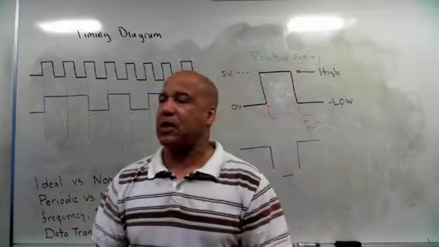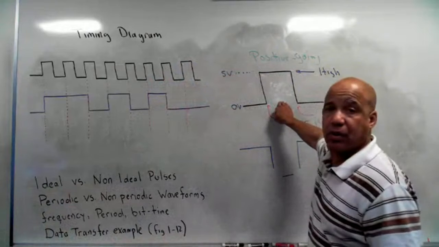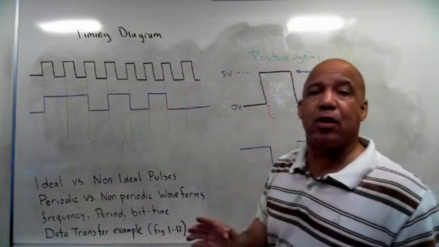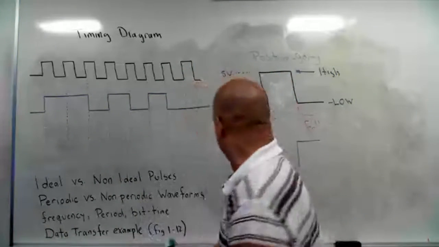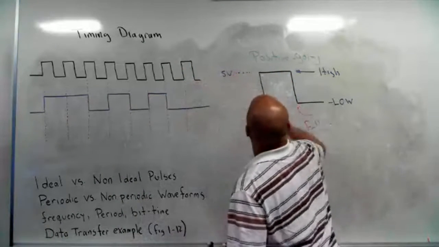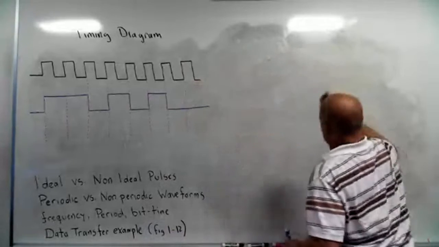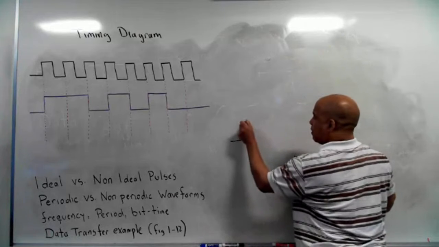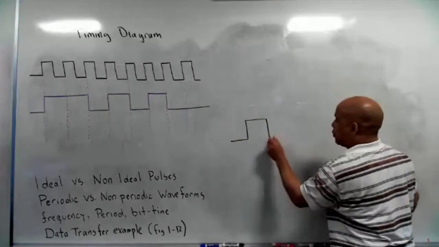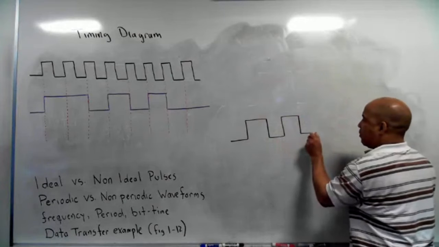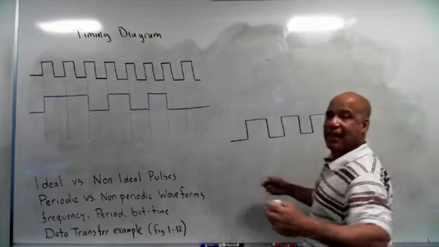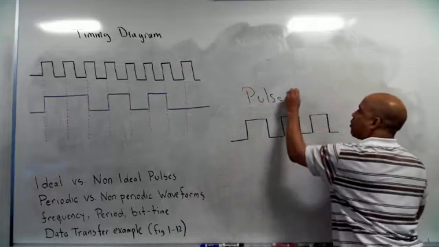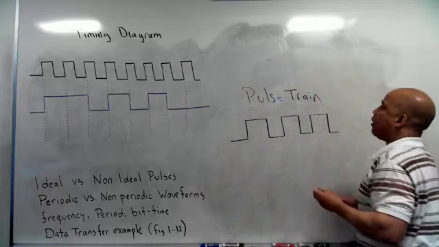Well, to do that, the first thing we got to understand is this idea of a pulse. So I have a positive going pulse, and I have a negative going pulse. Now what I can do is I can take more than one pulse and put it together. So I got this pulse. I'm going to add another pulse to it, and then another pulse. Once I start adding pulses together, this is called a pulse train. A pulse train.